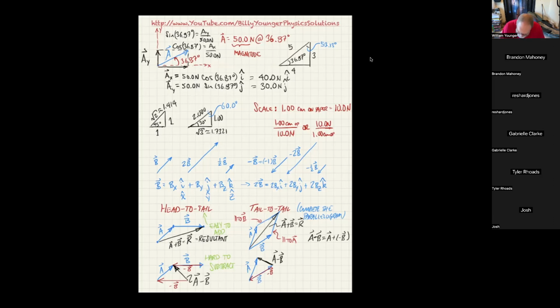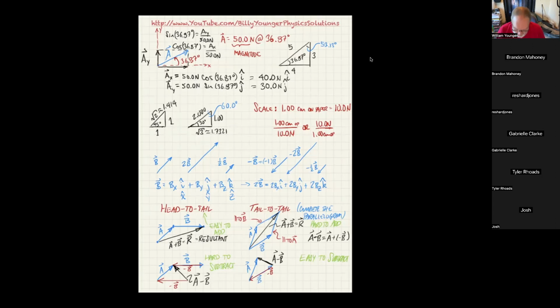Notice that when they were head to tail, it was hard to add. You had to complete the parallelogram. But when they're tail to tail, it's easy to subtract. So hopefully that will help you a little bit in remembering which way to go. Anybody have any questions on that?